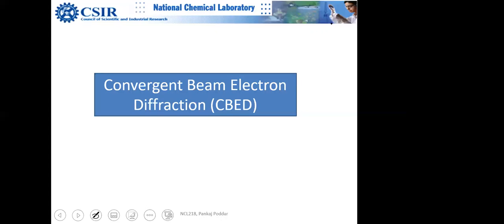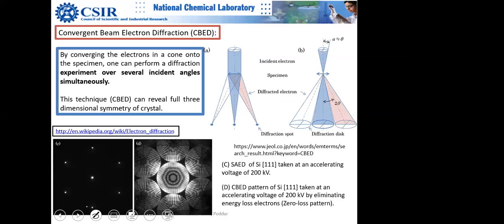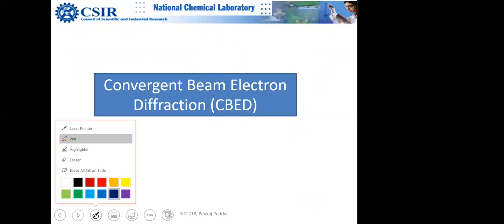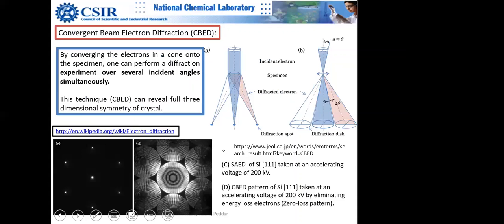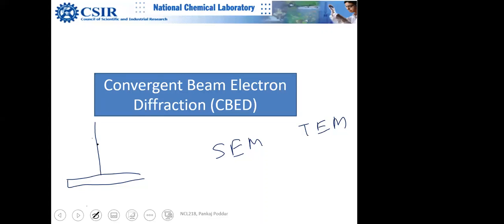See, you cannot directly compare the resolution of SEM and TEM. These are very different techniques actually. In SEM, basically you bombard the sample with electrons and then you collect secondary electrons here. Okay.